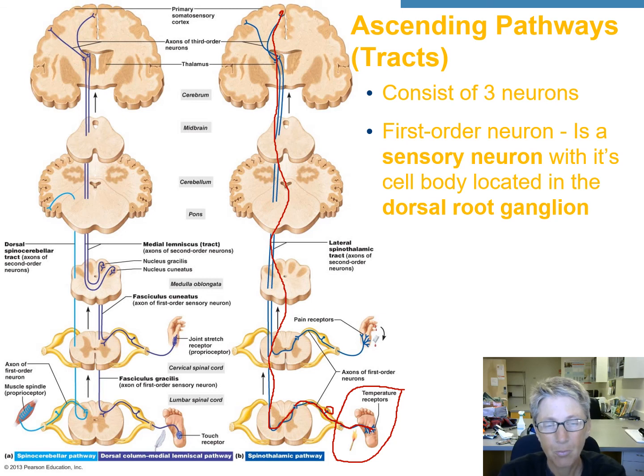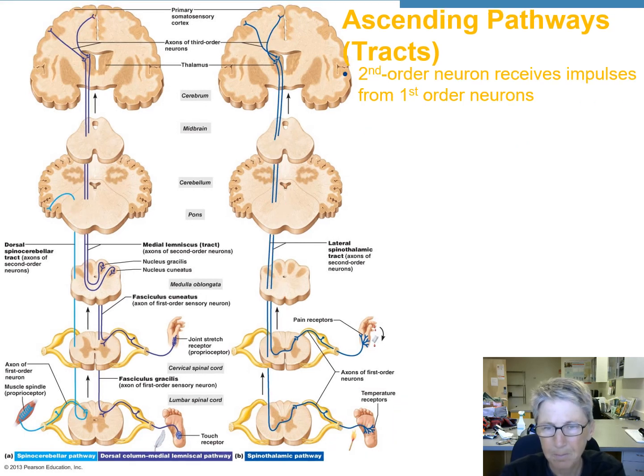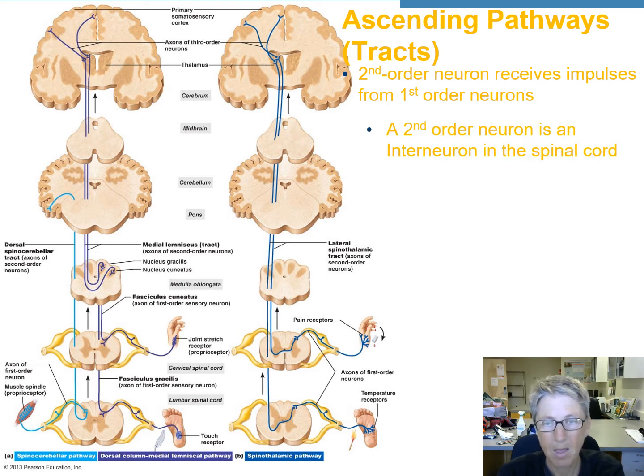So you have 3 levels of neurons in these ascending pathways. You have the first order neuron, and if we look over here, this cartoon shows the first order neuron comes in here and synapses with a second order neuron, and then the second order neuron travels up the spinal cord to a third order neuron, and then the third order neuron will take the information up here to the primary somatosensory cortex.